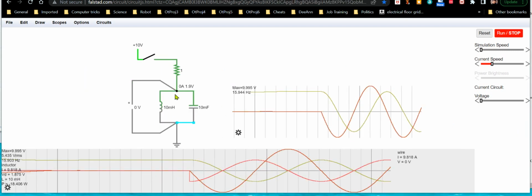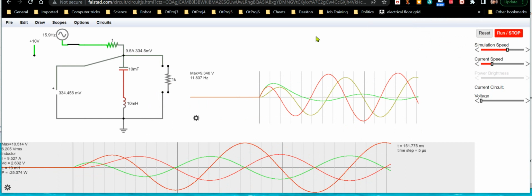So again, in our parallel LC circuit, there are two different current waveforms. The capacitor's current waveform is 180 degrees shifted from the inductor's waveform, and both of them are 90 degrees shifted from the common voltage waveform, because they have the same voltage across them, but they each have different currents that are 180 degrees out of phase with each other.